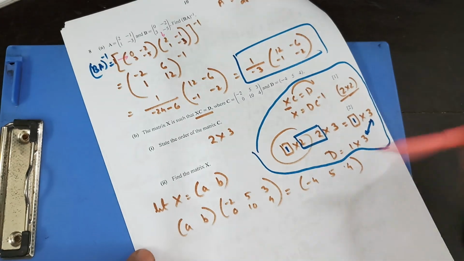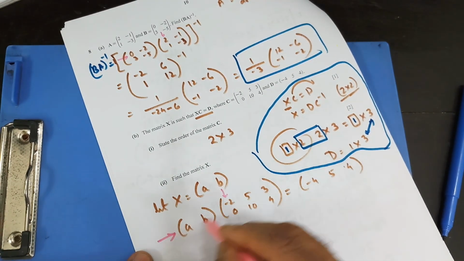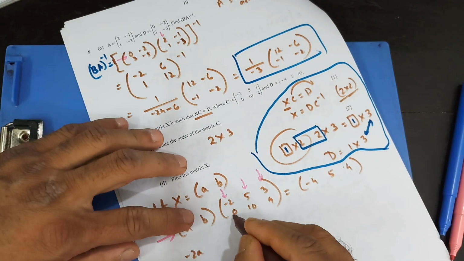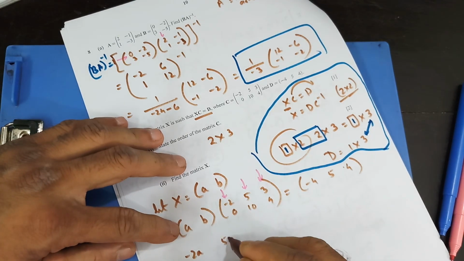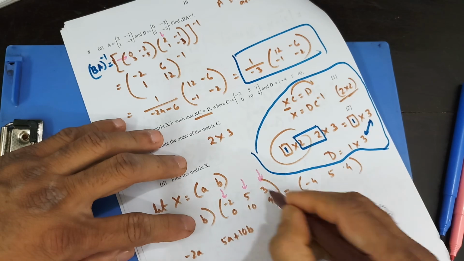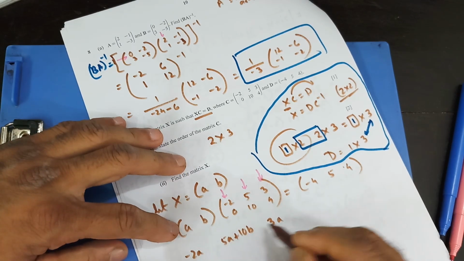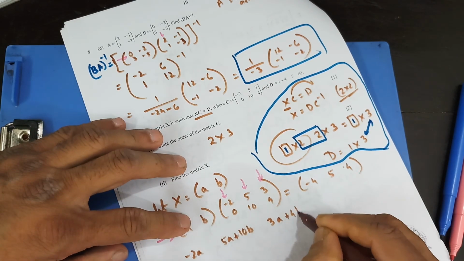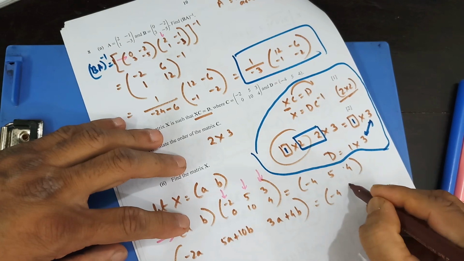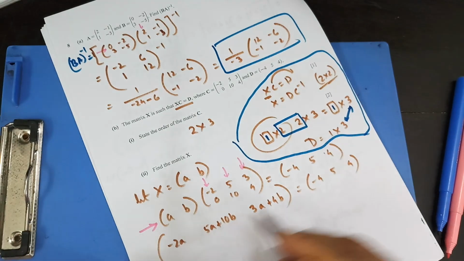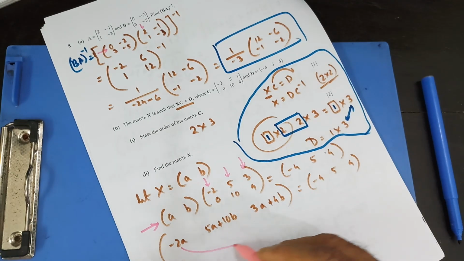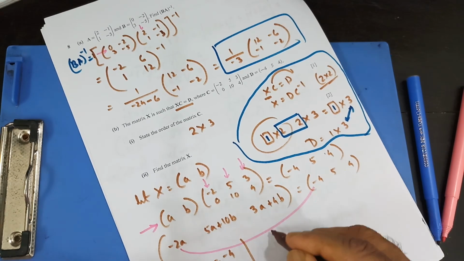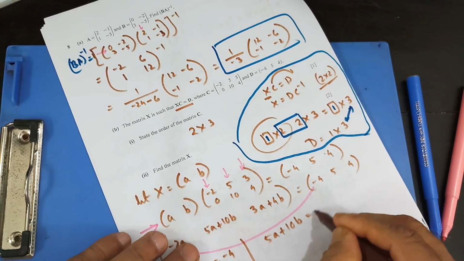Now we're going to multiply this. We're going to multiply this row with this column, then this row with this column, then this row with this column. So minus 2A plus 0, that's that, 5A plus 10B, and 3A plus 4B, that equals minus 4, 5, 4. So minus 2A, these are the corresponding elements. So minus 2A equals minus 4, A equals 2. And 5A plus 10B equals 5.